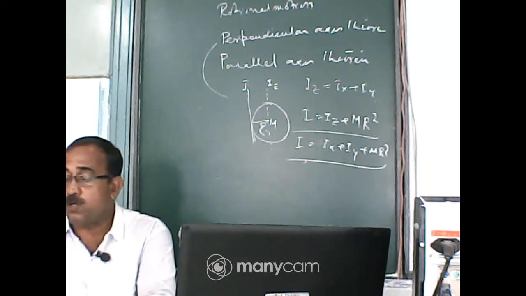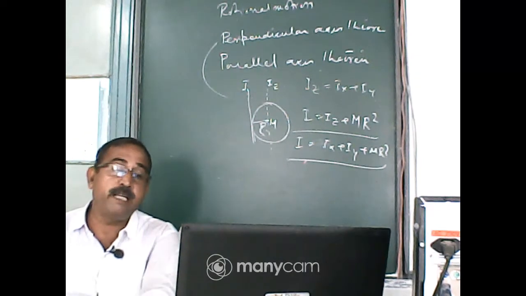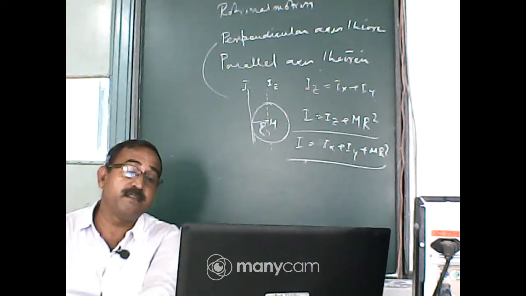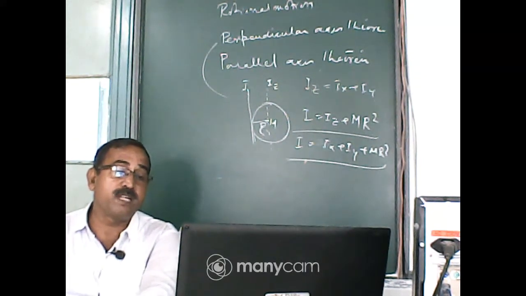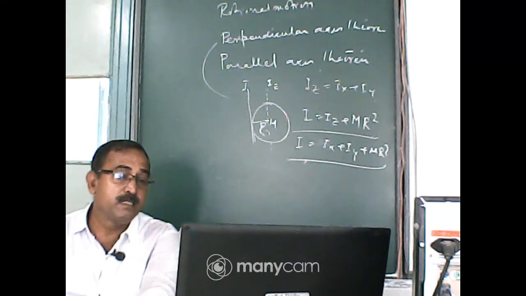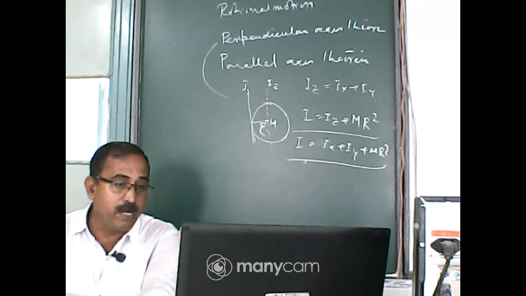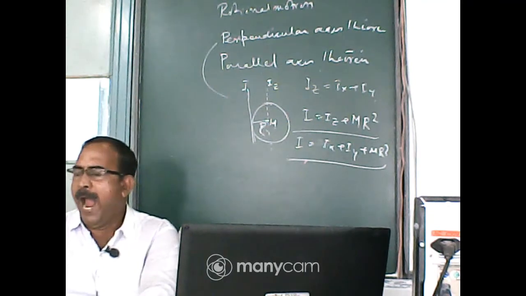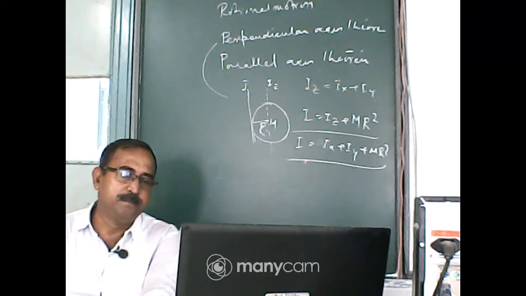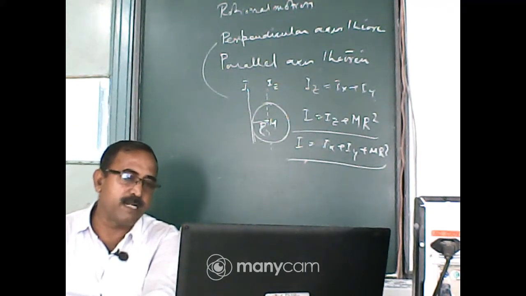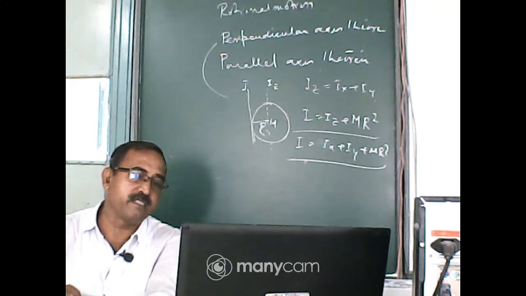Okay, so students, you only remember these 3 values: one is the solid sphere, circular ring, and the circular discs. Circular ring, circular discs, and the solid sphere. Okay.